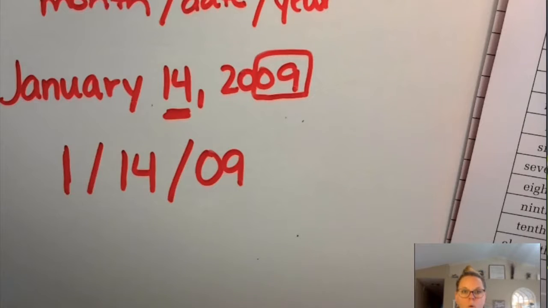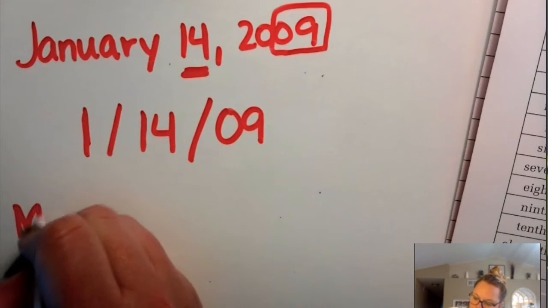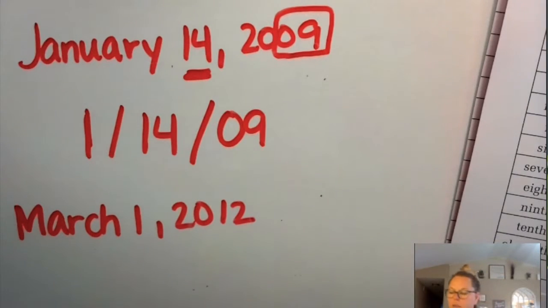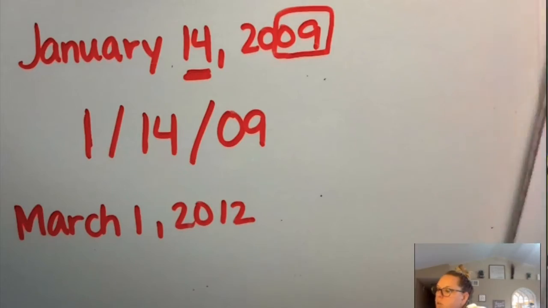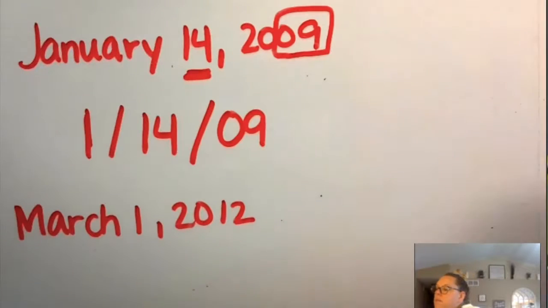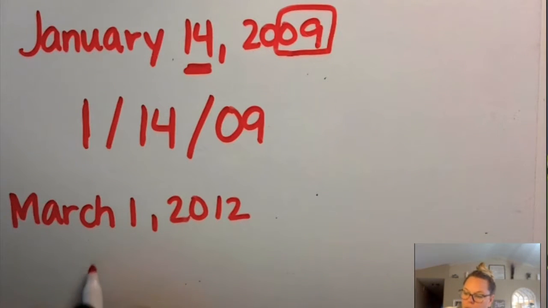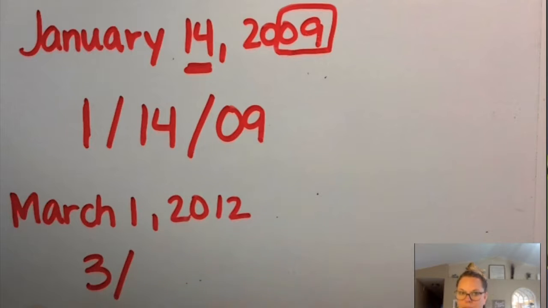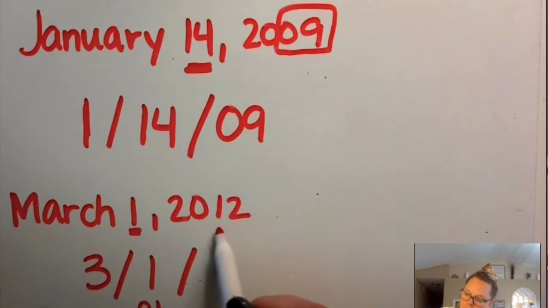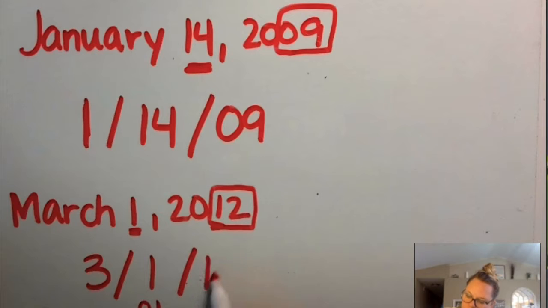Okay? What about March 1st, 2012? March is the what month of the year? March is the 3rd month of the year. So I need to write a 3, slash. Now you have 2 choices here. A lot of times people will write a 1, or your other choice is to write 01. Slash, last 2 digits of my year, 12.